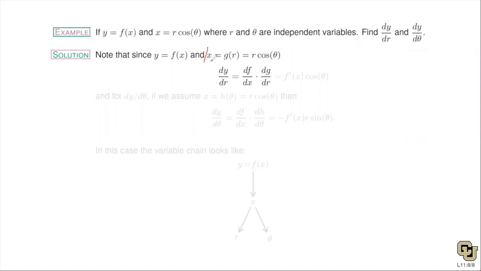Again, remember x and g are the same. So here, this is dy dx, dg dr. The derivative of y with respect to x is just f prime because we don't know the function here. We're not given the function. So the derivative of y with respect to x is just f prime.